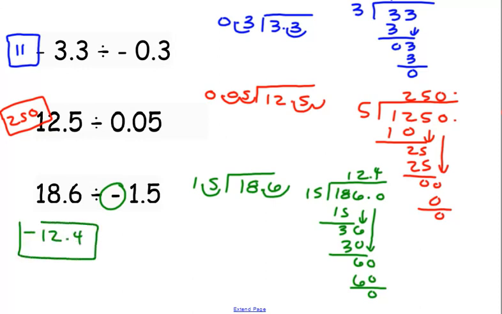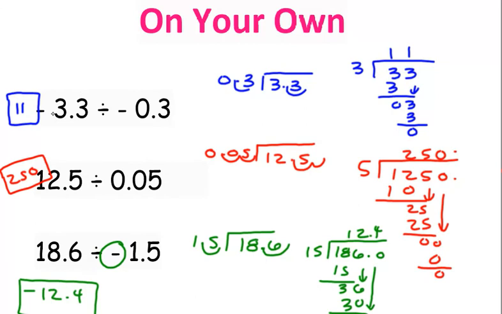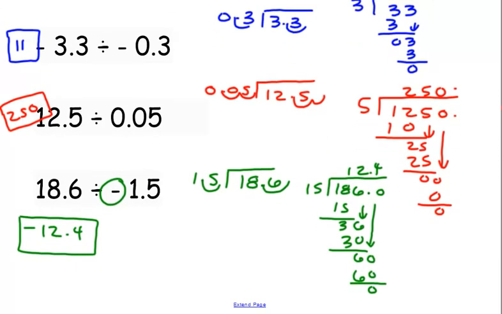All right, if you're not done, hit pause, and if you are done, we can go over it. So the first one was a negative divided by a negative, so your answer would have been positive, and it should have turned out to be positive 11. The second one, you had a positive divided by a positive, so you moved the decimal over in the 0.05 twice, and you moved it over in the 12.5 twice, and so you should have gotten 250, again, positive 250. And then in the next one, you had a positive divided by a negative, so your answer should have been negative, and it should have turned out to be 12.4.